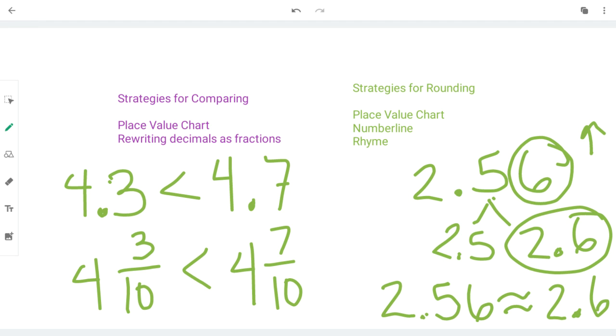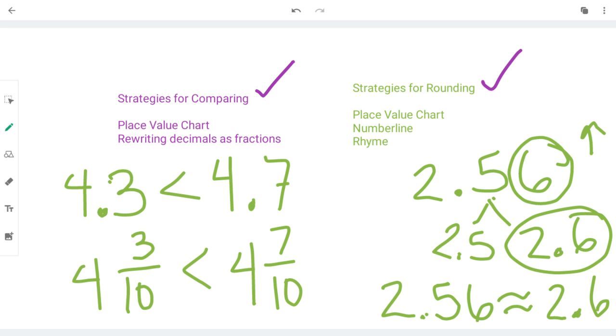So in this lesson, we went over strategies for comparing, such as the place value chart and rewriting decimals as fractions. And here's an example of that. We also learned how to round decimals by using a place value chart, a number line, and a really awesome rhyme. 4 or less, let it rest. 5 or more, let it soar.